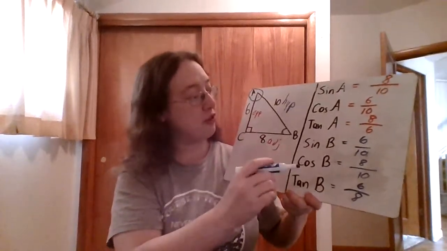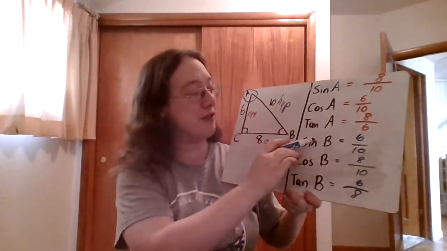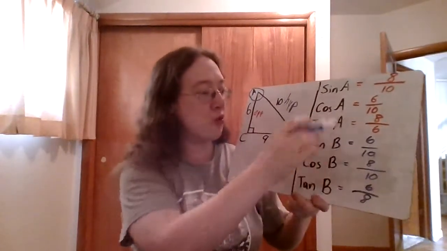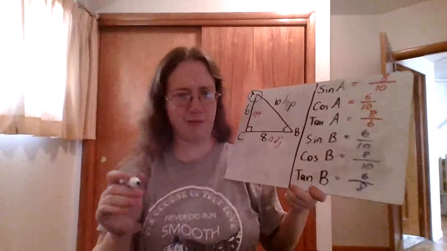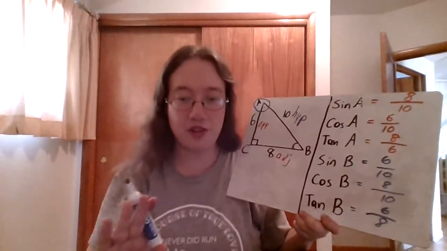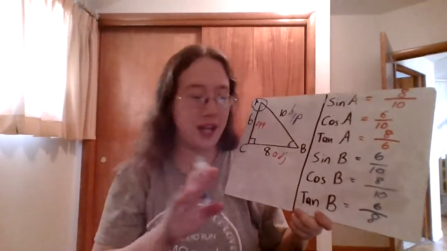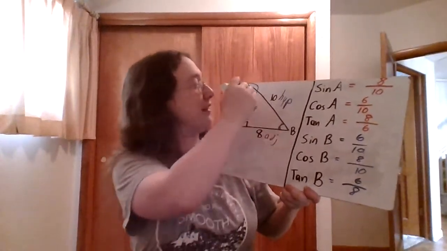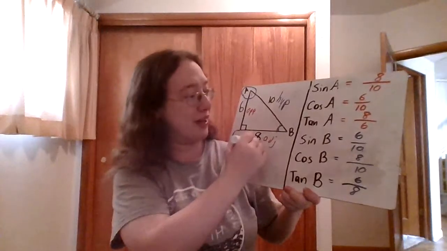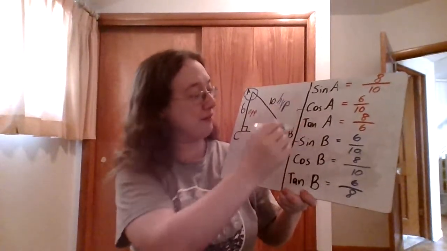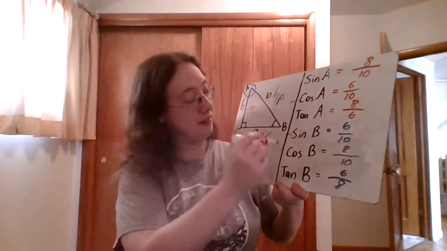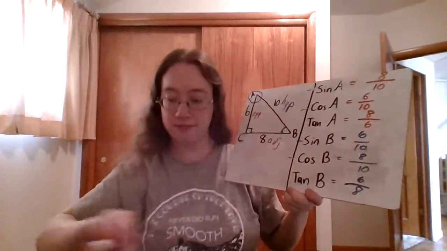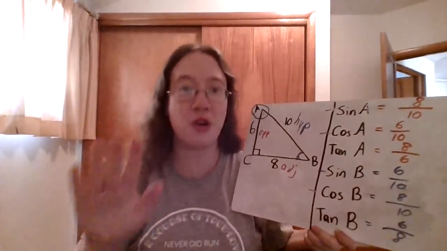And you may notice we have some repeats. So your cosine up here should be the same as your sine down here. Your sine and your cosine should be the same. And these two are going to be flipped. So if you're looking at that going, those are the same numbers, you're right, some of them should be the same numbers. That's okay. And that's happening because your adjacent side, if you're talking about B, is the same as your opposite side when you're talking about A. So that's why these two are going to end up being the same, and these two are going to end up being the same, and these two are just the same fraction, but flipped. Okay, so that should happen. Don't freak out if it does.